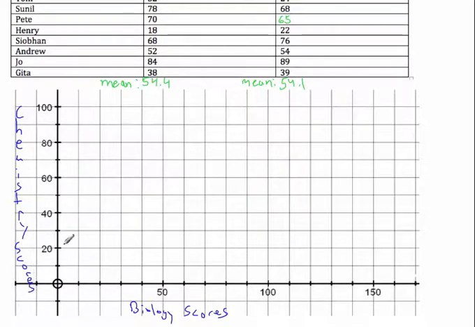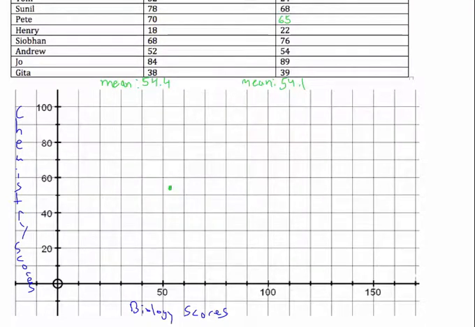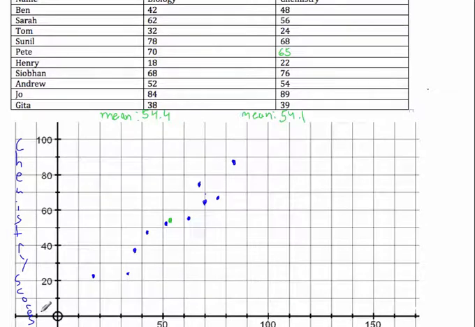Okay, and I'm going to start by plotting the mean point, which is 54.1, 54.4, which is somewhere about here. Actually, let me put that in green, just like it says up there. And then I'll plot all the other points in blue. Okay, so I'm done plotting the points, and as you can see, there is a linear positive correlation here. That means that students with high biology scores in general have high chemistry scores, and students with low biology scores have low chemistry scores.